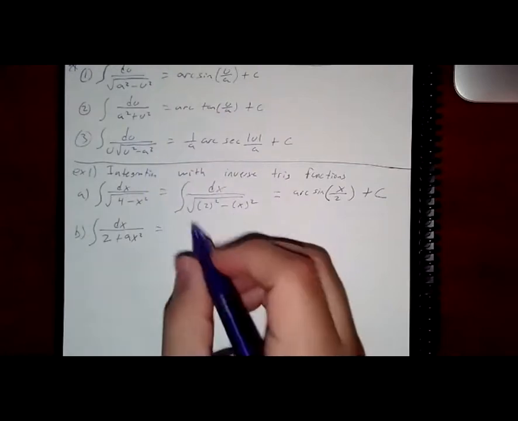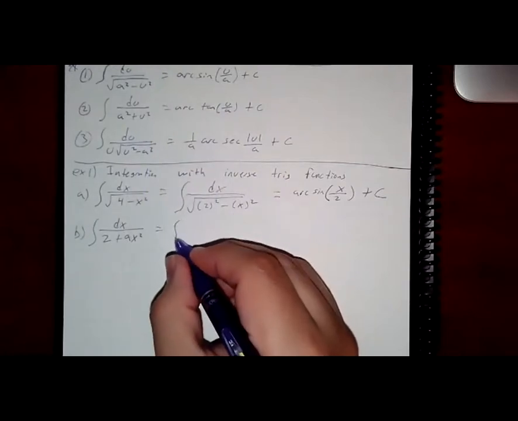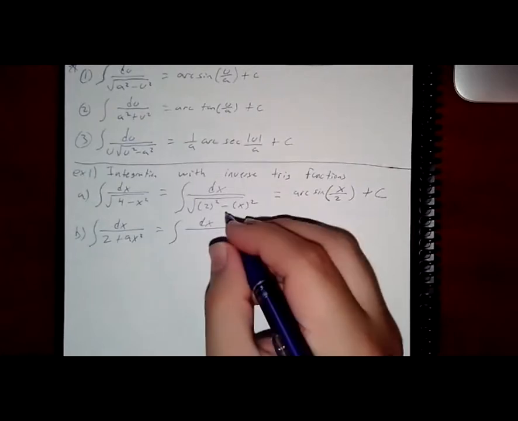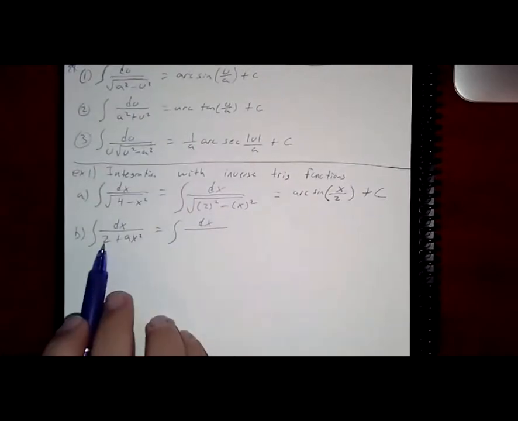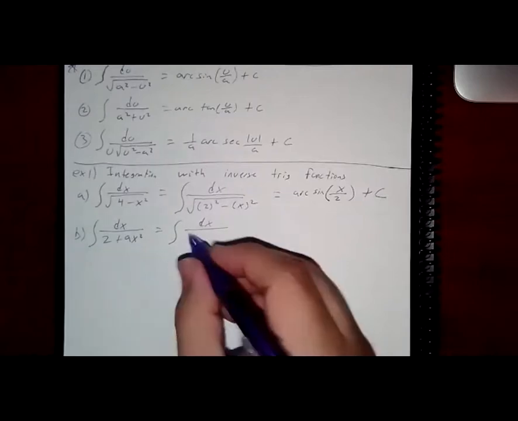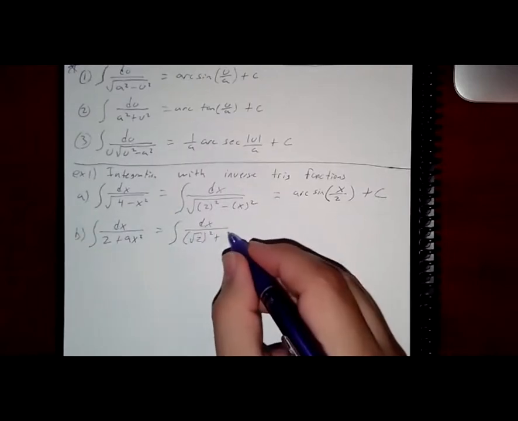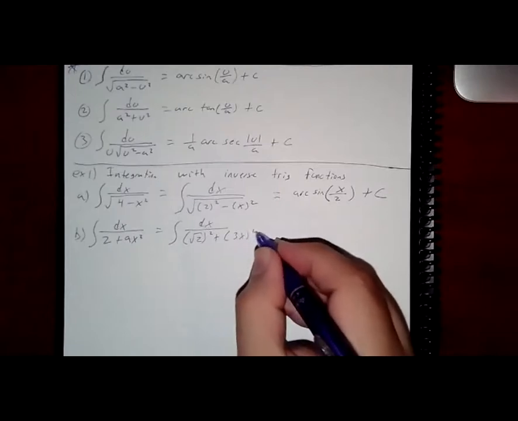Okay, so this will become dx over. I need to have something squared plus something squared. So I need to rewrite this as root 2 squared plus 3x squared.